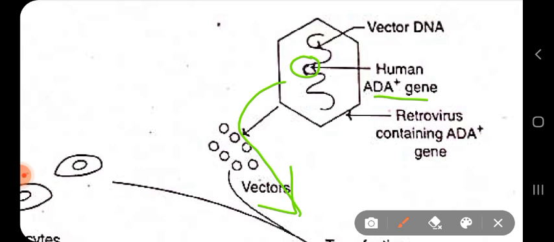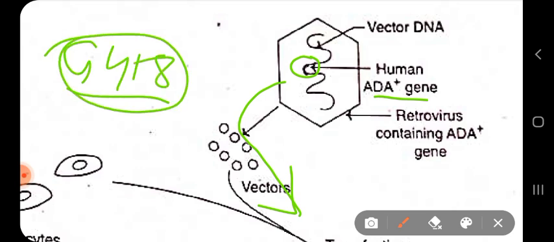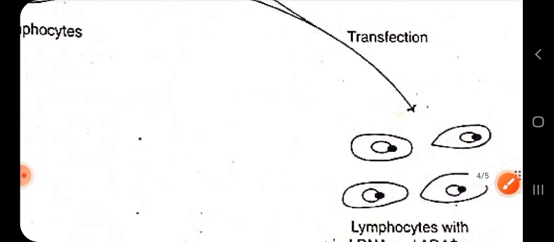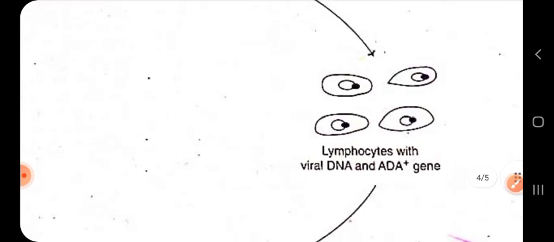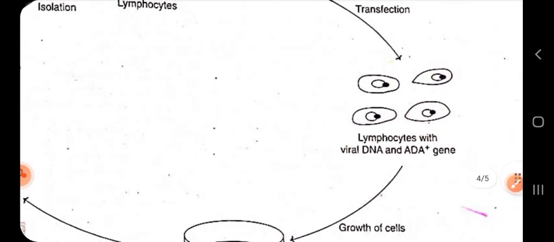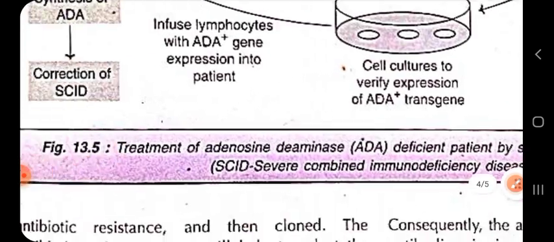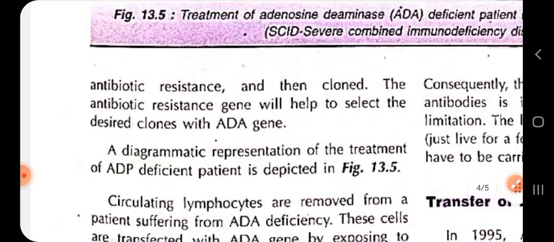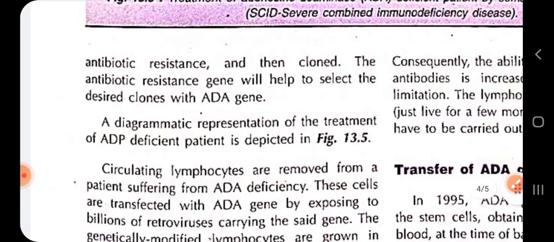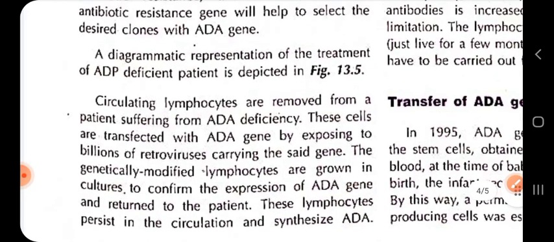For that we use a selective marker gene, like here we use G418, which will provide antibiotic resistance. When you grow these target cells in a certain antibiotic medium, and then we will express them. Now this antibiotic resistance gene will help to select the desirable clones with the ADA gene.